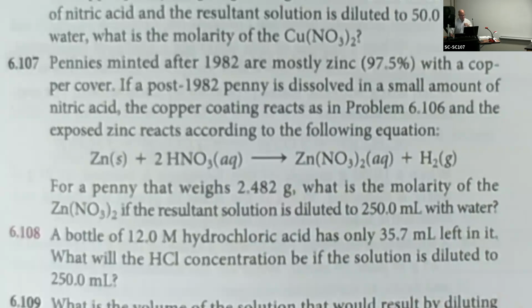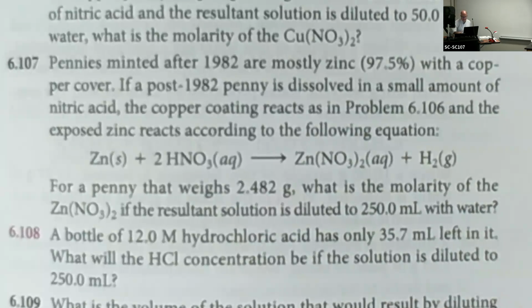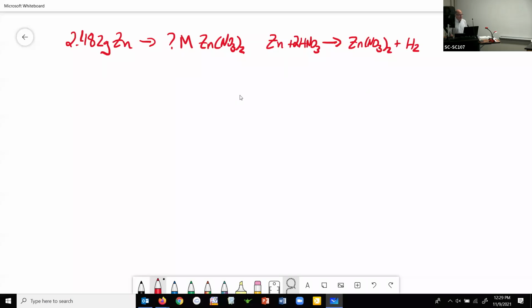That's pretty close. So you have to go to moles of zinc. Moles of zinc, you're going to go to moles of zinc nitrate. From zinc nitrate, you're going to go to a description of the concentration to give you the volume of solution.